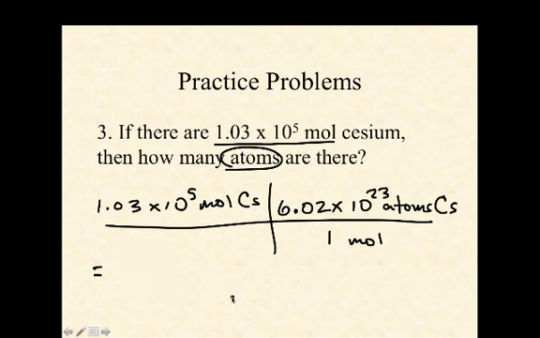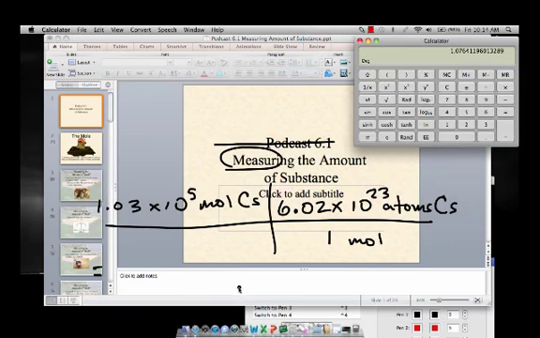All right, so now it's time for that calculator again. So I take 1.03, use the E button to get 10 to the 5th, and multiply that by Avogadro's number, 6.02 E23. And then I hit my equals. Okay, that's how many atoms are in 1.03 times 10 to the 5th.